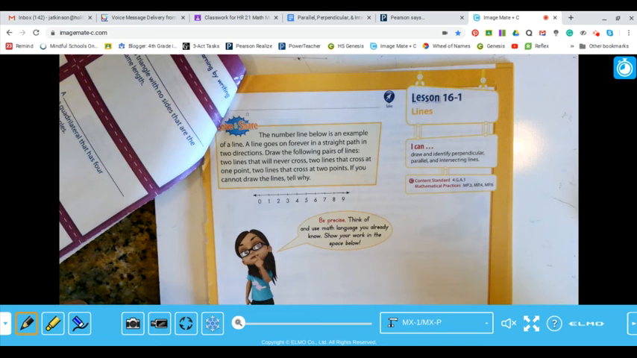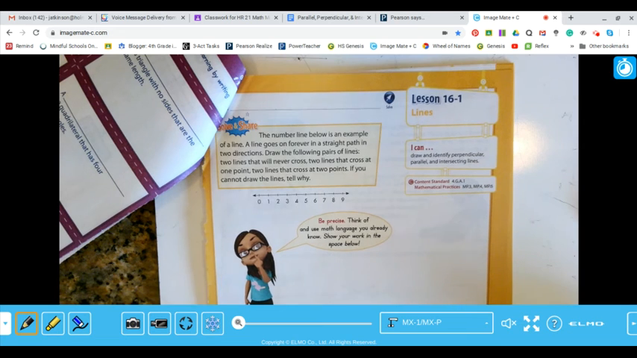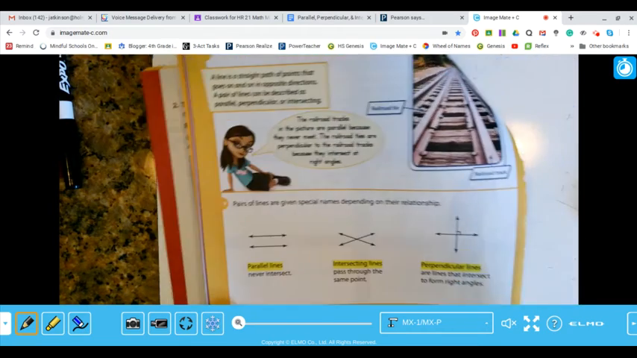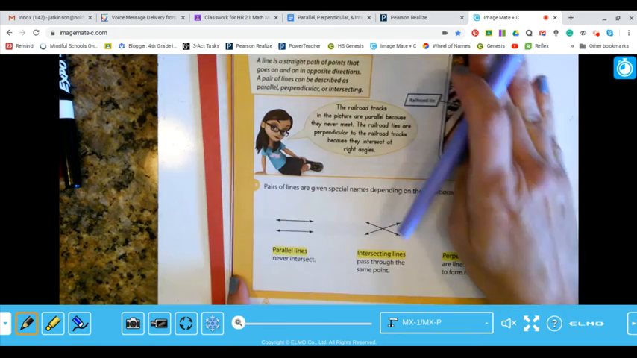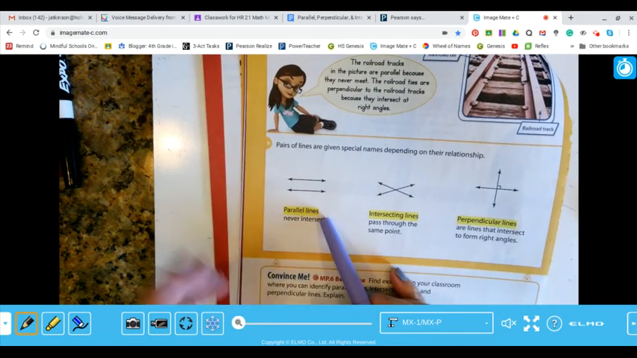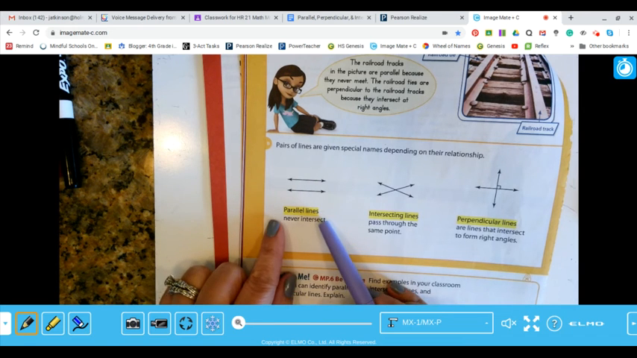So today's main learning, what I want you to get out of our quick session this morning together, is just that lines can be in the shape of parallel, intersecting, or perpendicular. Those are the three patterns of lines we're going to be talking about today. We've done all this already, so I don't think it's going to be that new for you.